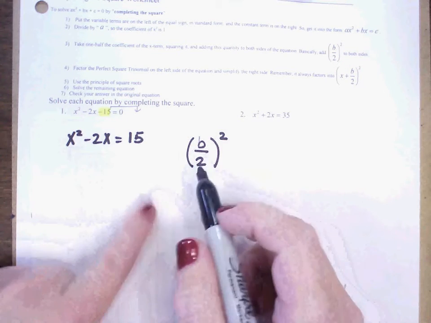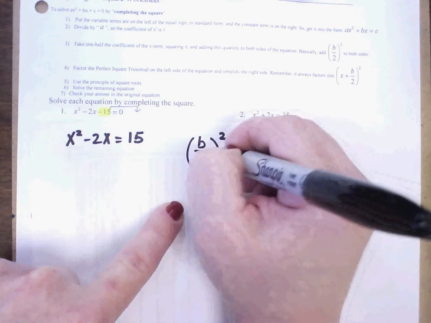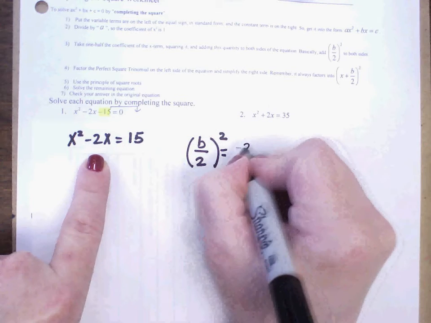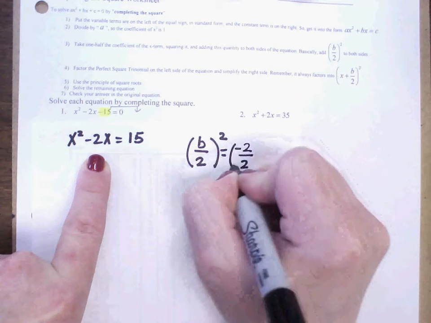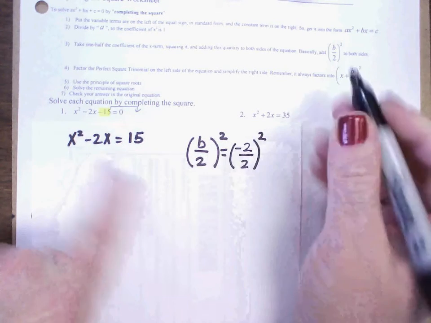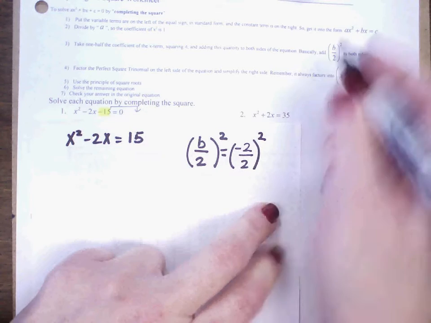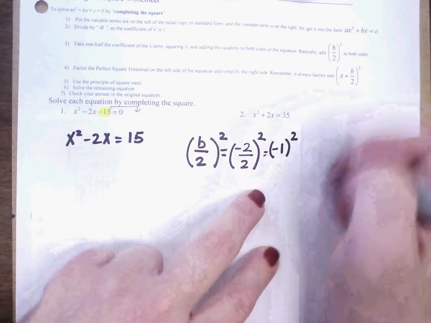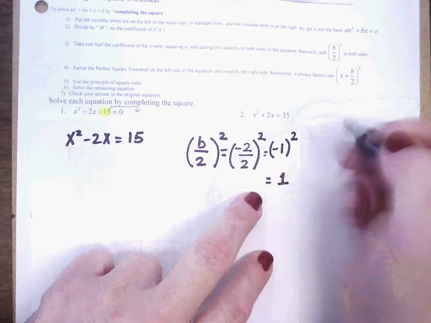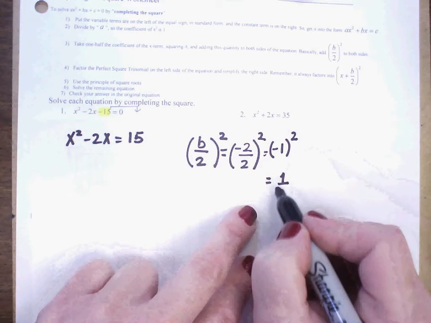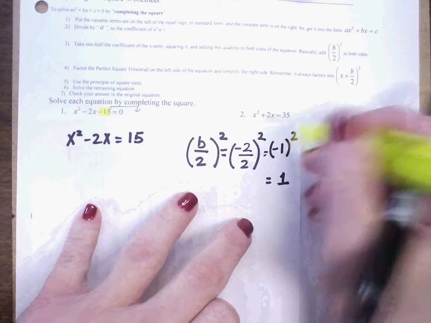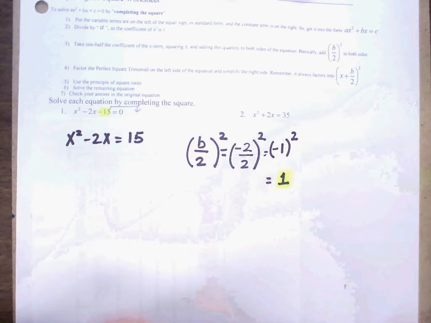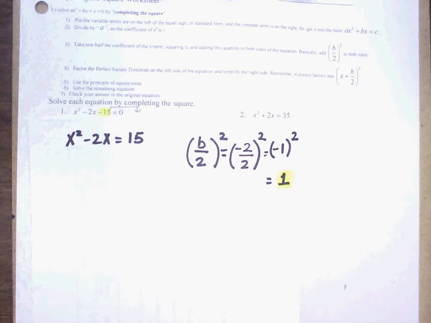I'm going to have to do b divided by 2, and then I'm going to square that number. What is b? Negative 2. No, not 2x, just negative 2. What's negative 2 divided by 2? Negative 1. And negative 1 squared would equal 1. So this is the number that I'm adding. And then this number, I'm going to use it for something else. And you will see in a second.